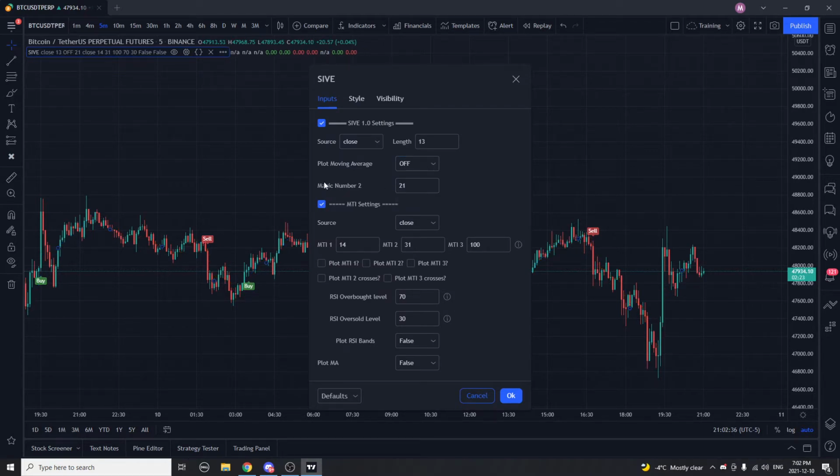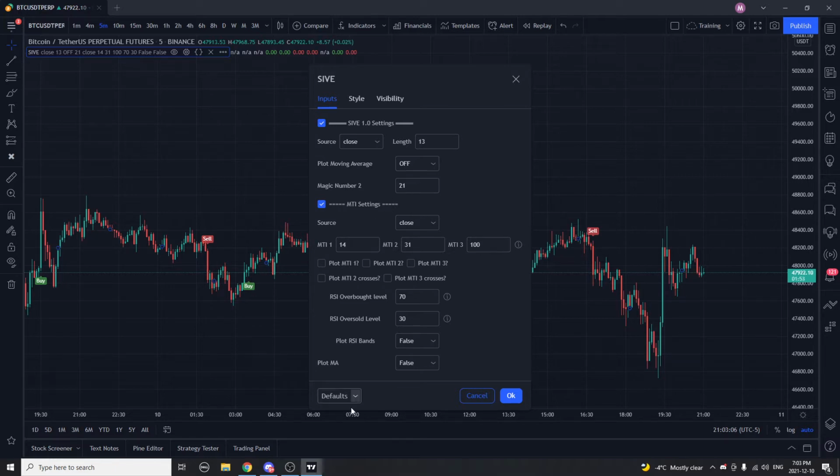Now I've got a lot of questions about this magic number 2. Don't touch it. Just leave it. You don't need to mess with it. If you mess with it, you're just going to mess with Sive. And if you do end up thinking that you've messed with anything, you can come down here to defaults and you can reset the settings. Now that we've got through Sive 1.0 settings, below we have MTI settings.